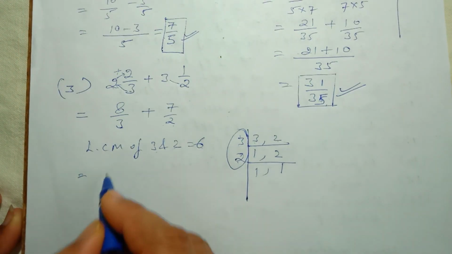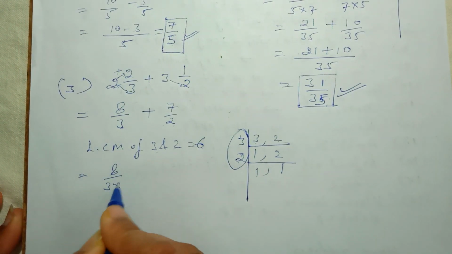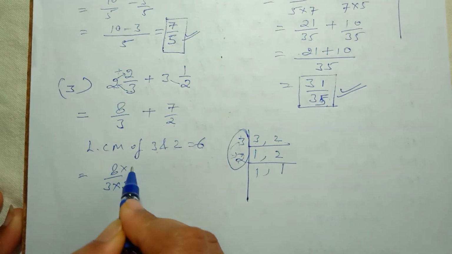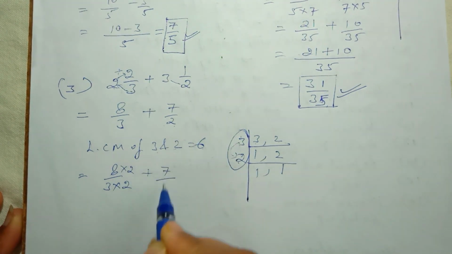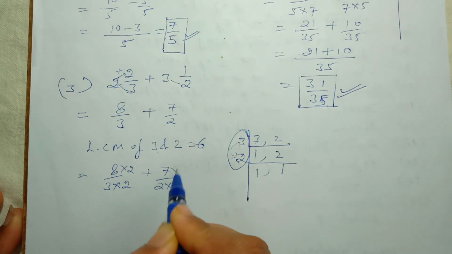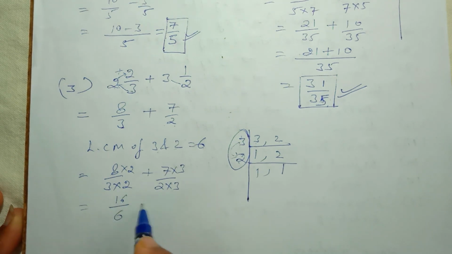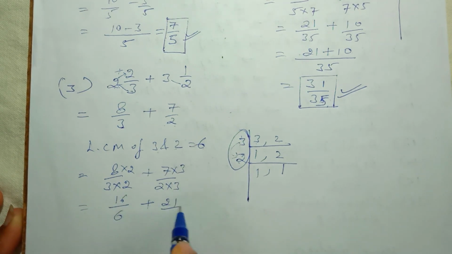So what are we going to do? For making 3 as 6, we have to multiply it by 2 and the numerator also, and for making 2 as 6, we have to multiply it by 3, and multiply the numerator also. 8 times 2 is 16, 3 times 2 is 6, 7 times 3 is 21, 2 times 3 is 6.